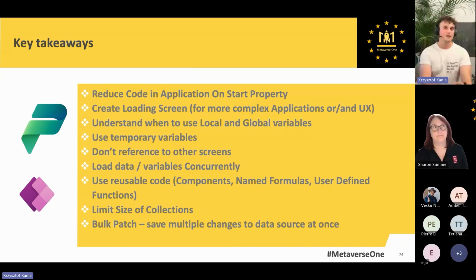Then understand when you should use local and global variables. So one screen available and all app available. Or maybe you don't need any of those for a particular scenario. You can use a temporary variable. That's really, really powerful. I tell you, I use it all the time. Don't do cross-screen references. If you need the data on two screens, use a local variable and pass it to the second screen, or use a global variable.